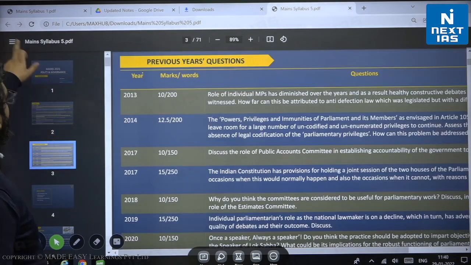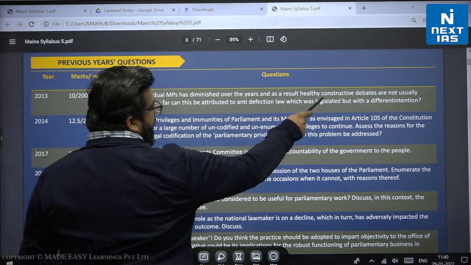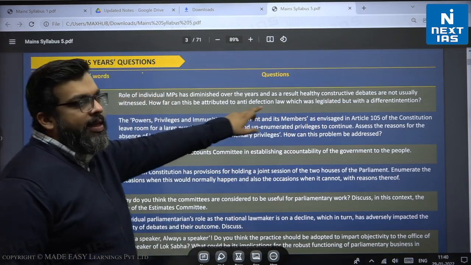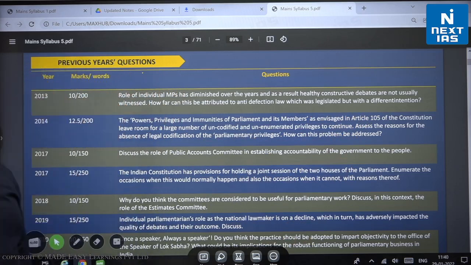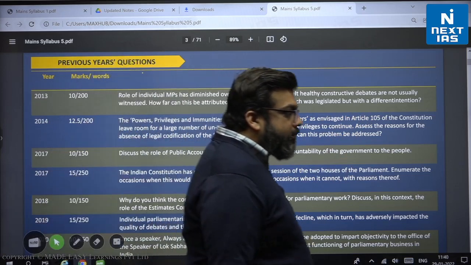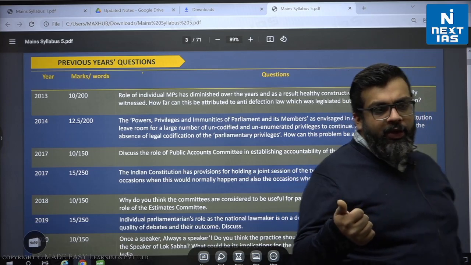ये देखो, role of individual MPs has diminished over the years. As a result, healthy constructive debates are not witnessed. How far can this be attributed to anti-defection law, which was legislated but with a different intention? Break it into sub questions. What was the intention behind anti-defection law?